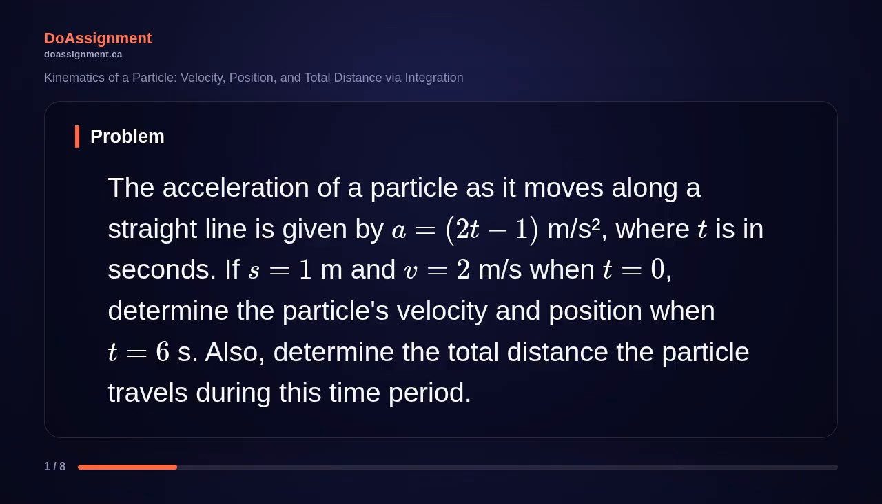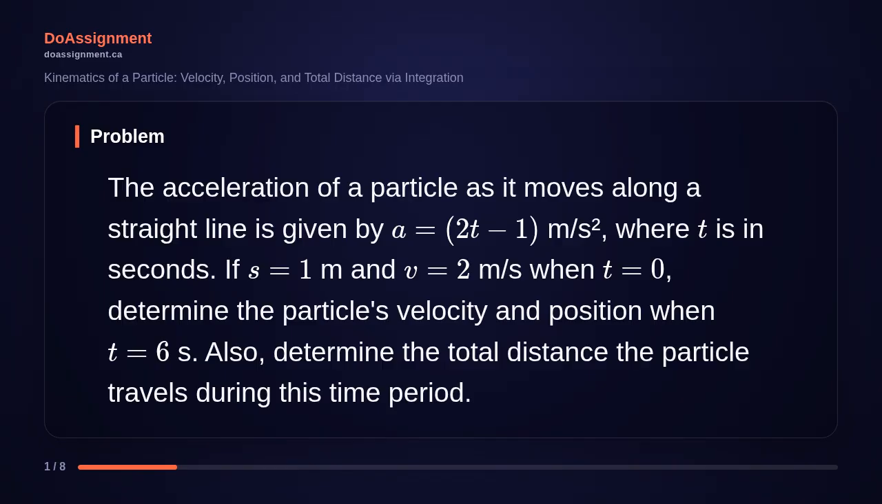The acceleration of a particle as it moves along a straight line is given by a equals 2t minus 1 in meters per second squared, where t is in seconds. If s equals 1 meter and v equals 2 meters per second when t equals 0, determine the particle's velocity and position when t equals 6 seconds. Also determine the total distance the particle travels during this time period.